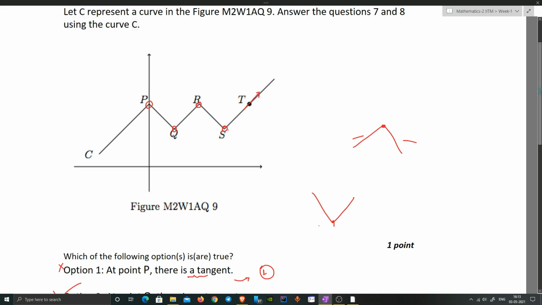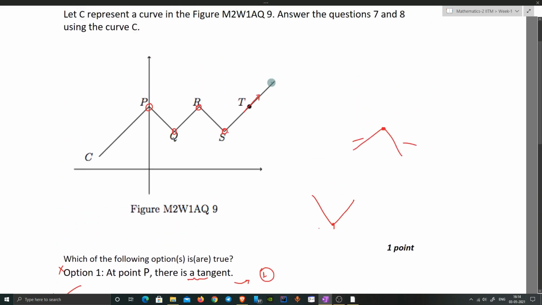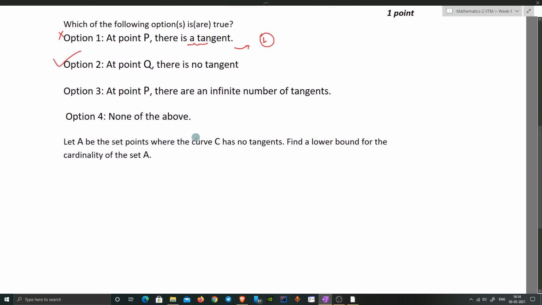The lower bound of the cardinality means that if this graph is continued, we can have n number of such points. But they are not asking us to find all these points. They are asking us to find the lower bound, the minimum number of points as they have shown, and that is nothing but P, Q, R and S, that is 4.